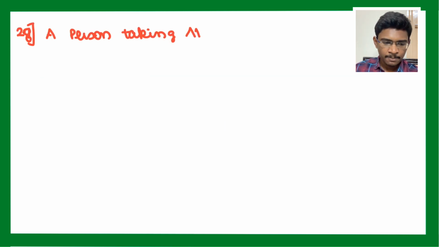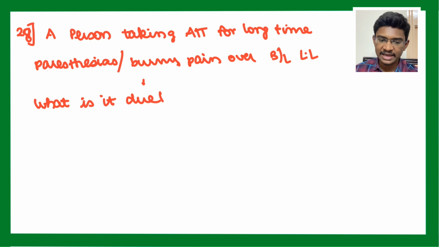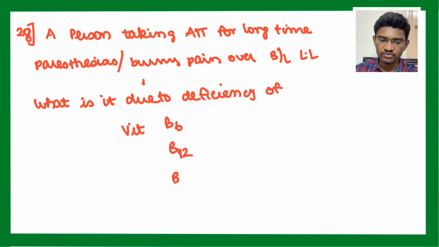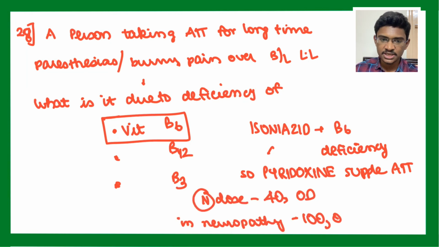Next, a person taking ATD for a long time develops paresthesia or burning pain over bilateral lower limbs. What is it due to deficiency of which vitamin? B6, B12, B3. It's B6. Due to the isoniazid component in ATD, this can cause B6 deficiency, due to which the patient can develop peripheral neuropathy, that too painful peripheral neuropathy. To prevent this complication, we supplement ATD with pyridoxine, 20 to 40 mg OD. But if the patient has developed peripheral neuropathy, then we will give pyridoxine 100 mg OD.